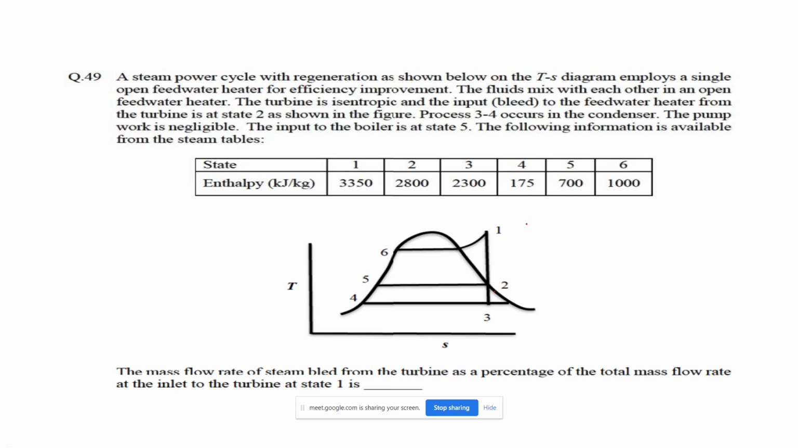Here suppose it is 1 kg. Here y kg we have extracted, so 1 minus y we will get here. So we have to determine y, assuming the total is 1 kg. We have to determine this ratio: the total amount of steam which is entering, upon how much has been extracted. That ratio we have to determine.